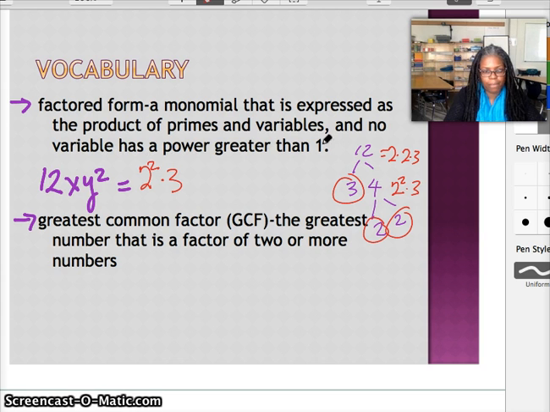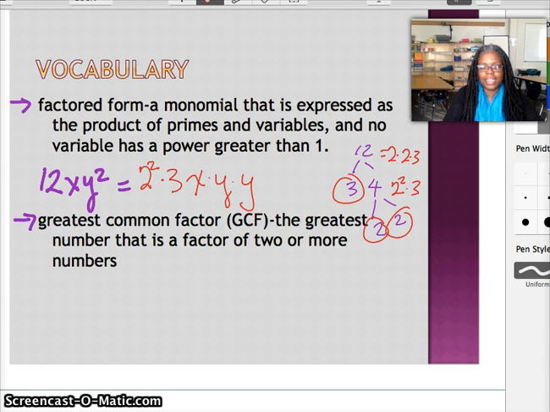But wait, the variable has to be written down with only a power of 1. This is pretty simple. X already has a power of 1, so that's fine. Y to the second power must be broken down to y times y, so each of those has a power of 1. So we've just done prime factorization with a monomial. That's not too bad, hopefully.